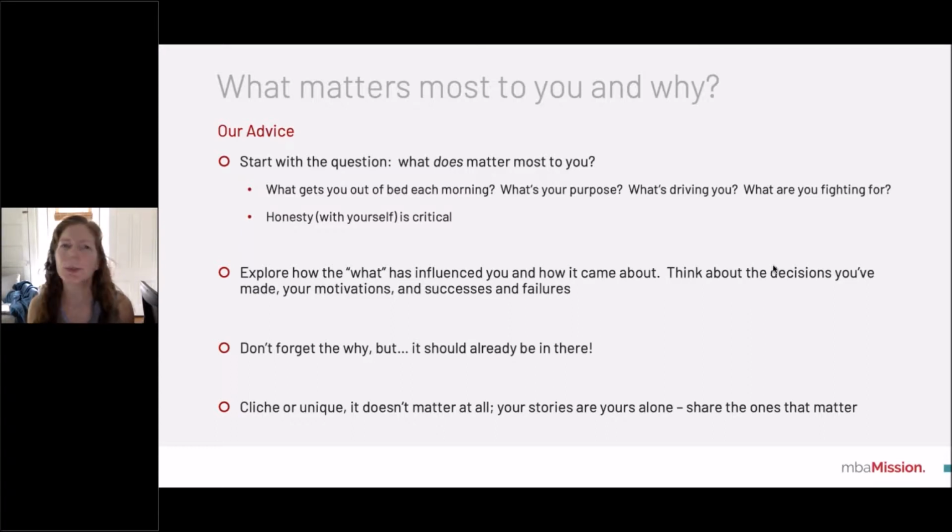Honesty with yourself is critical. Where I see people fall down a lot is they think that they should answer it a certain way or that GSB is looking for something. What they're looking for is the answer of what matters most to you and why. That's it. Be honest with this process. Be honest with this question. That will always lead you in the right direction.